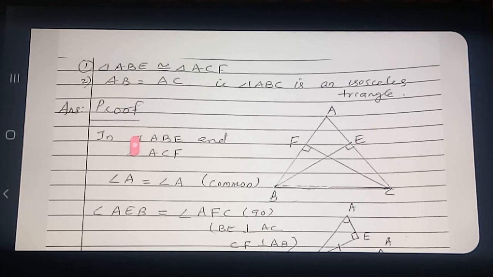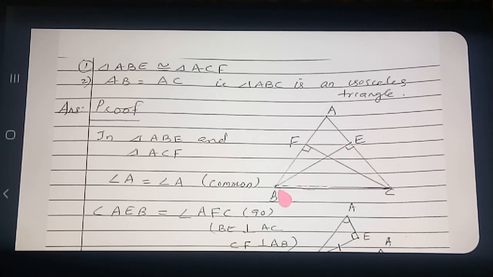Okay, now listen. Same way, take triangles ABE and ACF now. So what about angle A? Angle A is congruent to angle A, common angle. Then what about angle AEB? Angle AEB and angle AFC, what will we get? 90.